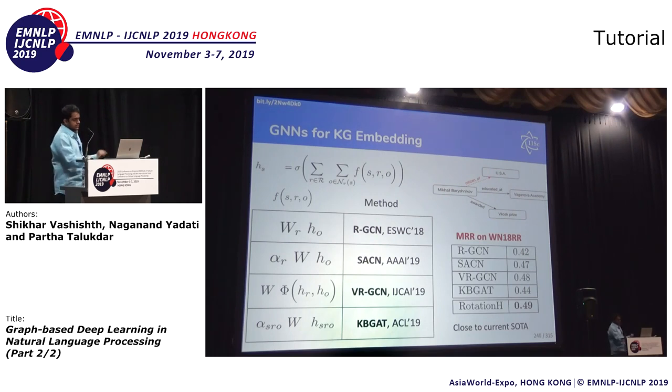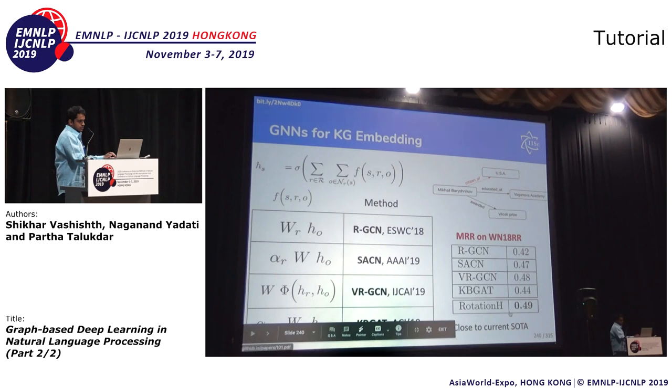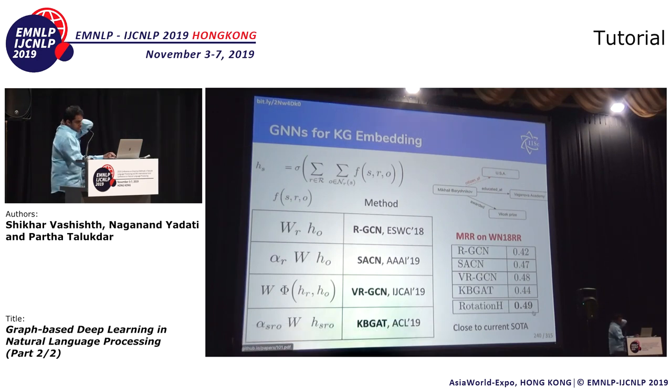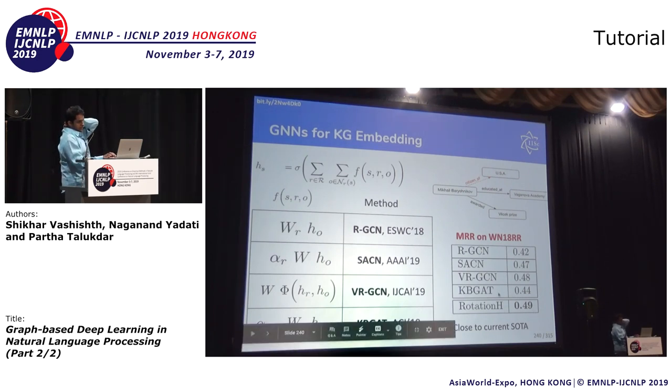So just to see where they stand with respect to the state of the art. The current state of the art on the WordNet 18 data set is actually RotH, hyperbolic rotation, which is going to appear in NeurIPS 19. Just to see how it compares: 0.49 is the current state of the art, and the closest one is the vectorized relational GCN, which is 0.48.